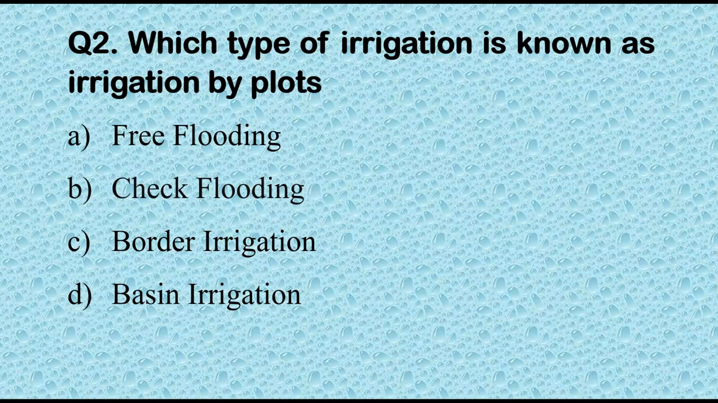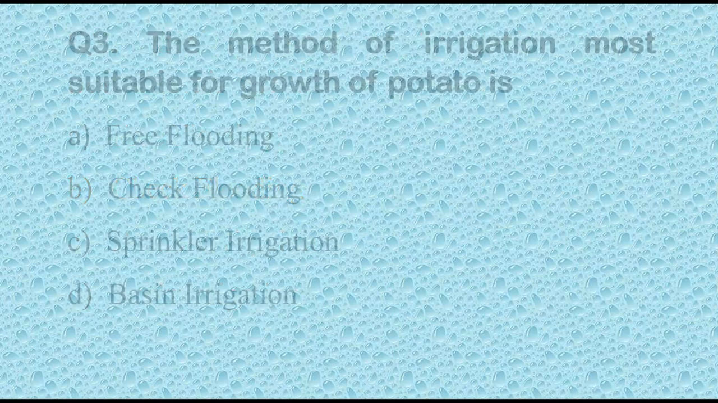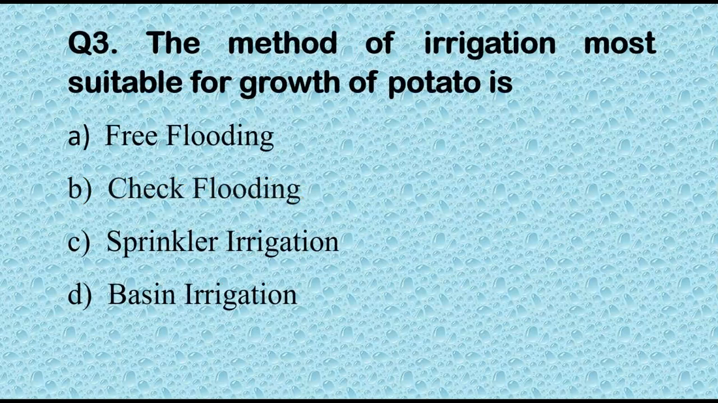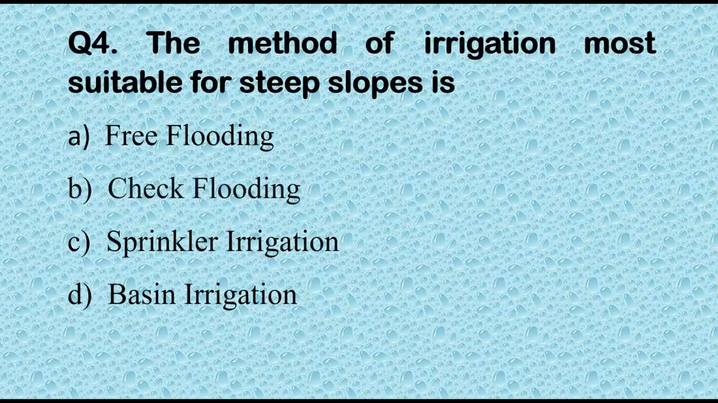Question 2. Which type of irrigation is known as irrigation by plots? So the right answer is option B, check flooding. Question 3. The method of irrigation most suitable for growth of potato is? The right answer is option C, sprinkler irrigation. Question 4. The method of irrigation most suitable for steep slopes is? The right answer is option C, sprinkler irrigation.